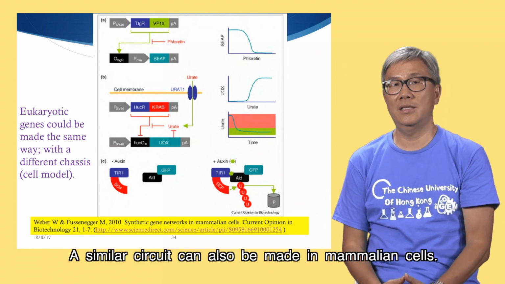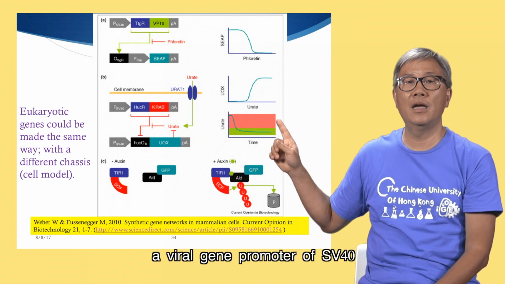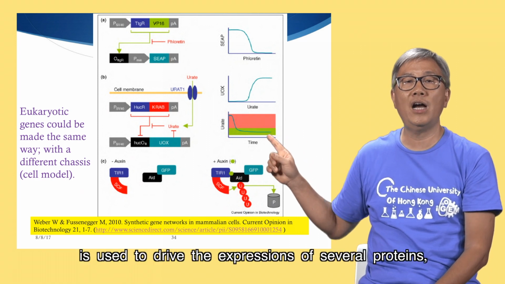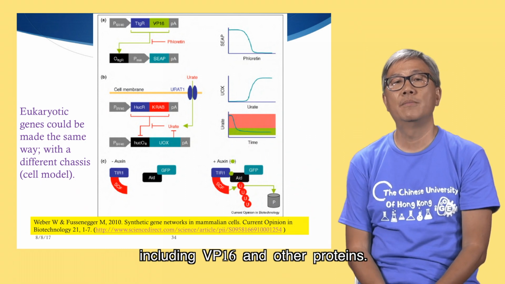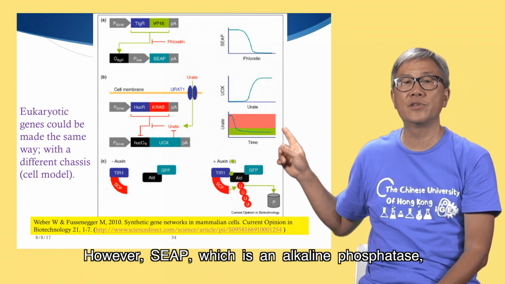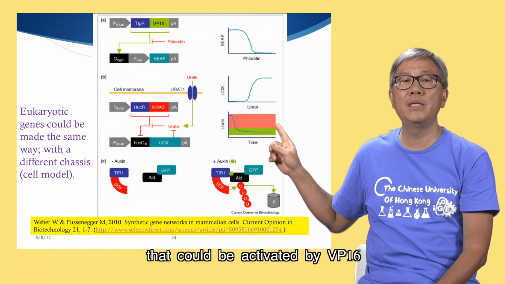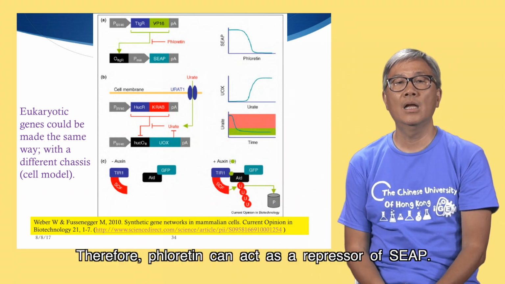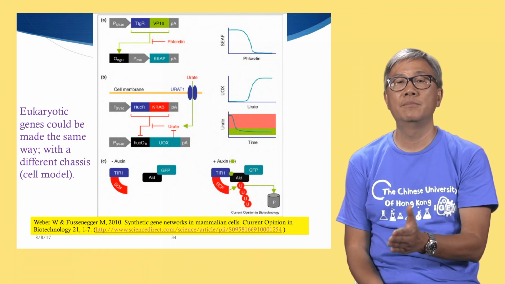A similar circuit can also be made in mammalian cells. In this circuit, a viral gene promoter of SV40 is used to drive the expression of several proteins, including VP16 and other proteins. However, SEAP, which is an alkaline phosphatase, is under the control of a different promoter that could be activated by VP16 by adding a photoreceptor repressor. Therefore, the photoreceptor can act as a repressor of SEAP.